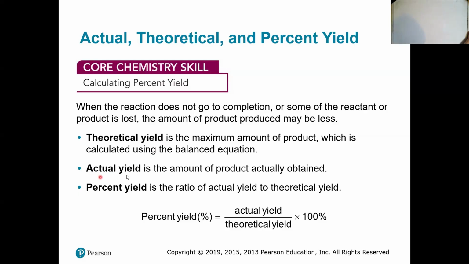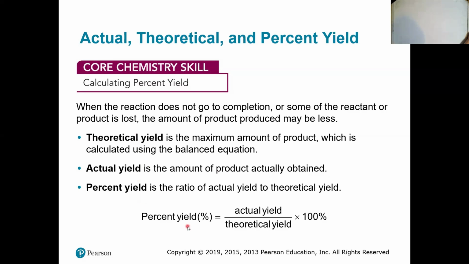This term here, actual yield, this is our reality. This is the amount of product that is actually obtained at the end of the experiment in a lab when you're working. This is the real number that you get. Okay. And we're going to compare these two values. And the comparison of these two values is called our percent yield.